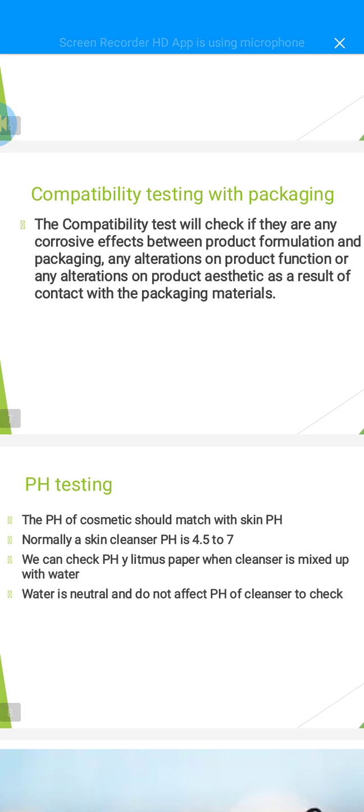The last is pH testing. The pH of cosmetics should match our skin pH. Normally, skin pH is 4.5 to 7, and we check the pH of different cosmetics like the cleanser. We check with the water, and we check the lip. When the cleanser is mixed with the water, then we use litmus paper to check the pH, and water is neutral and does not affect the pH of the cleanser.